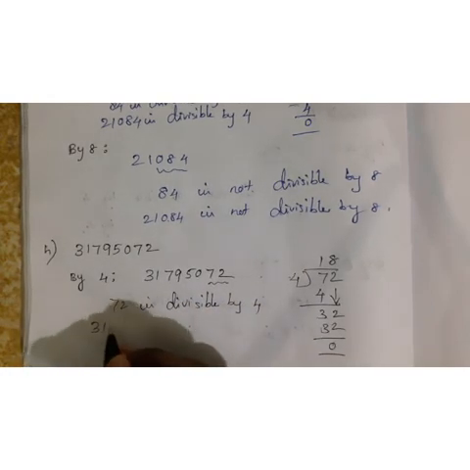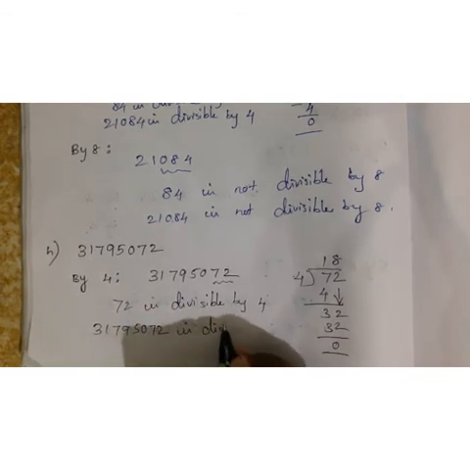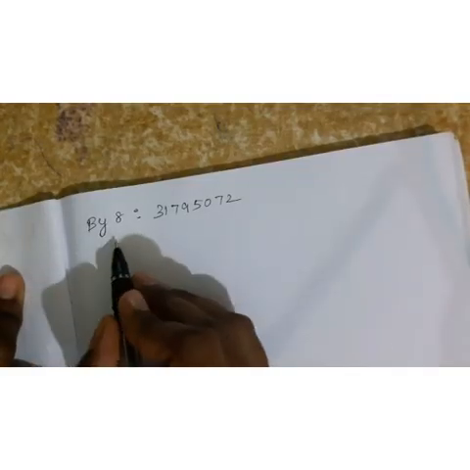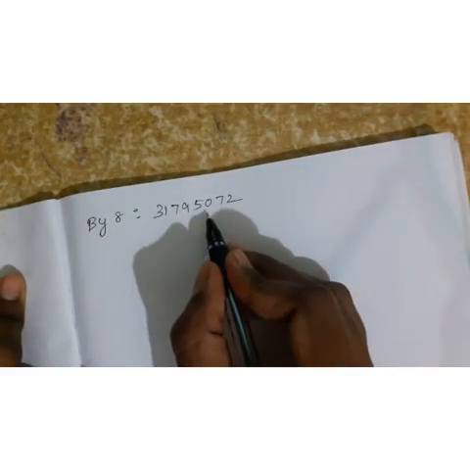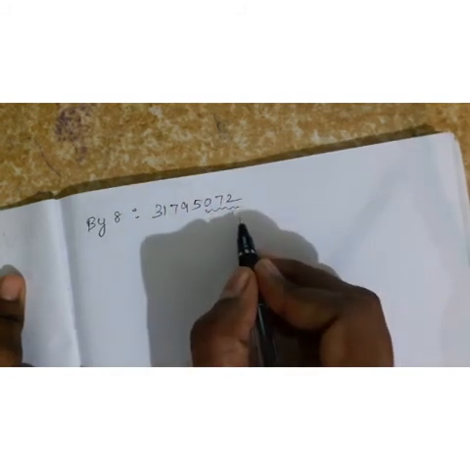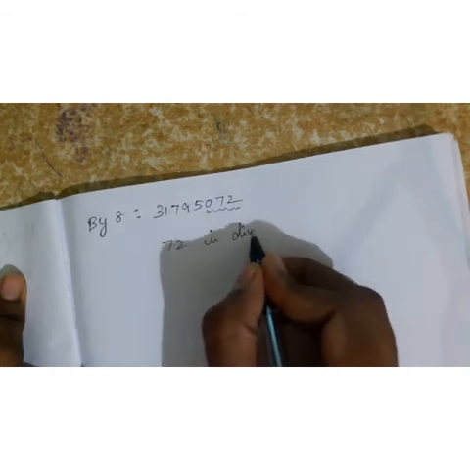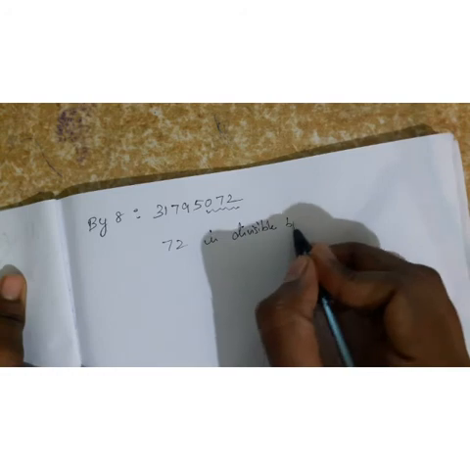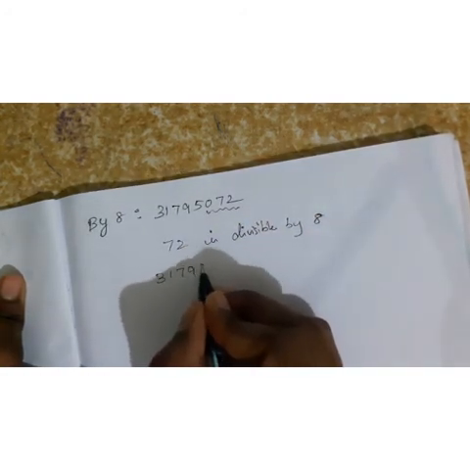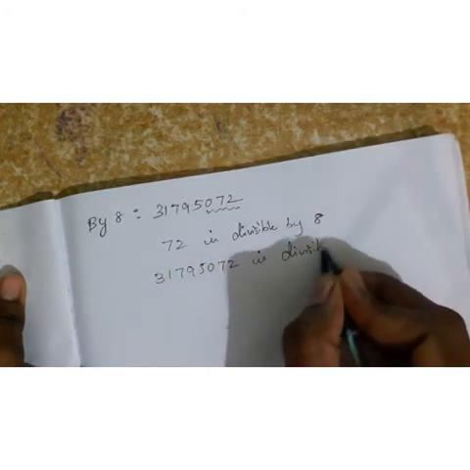Hence 31795072 is divisible by 4. Divisibility test for 8. If the last three digits are divisible by 8, then the number is divisible by 8. Here 072 is divisible by 8. Therefore, 31795072 is divisible by 8.